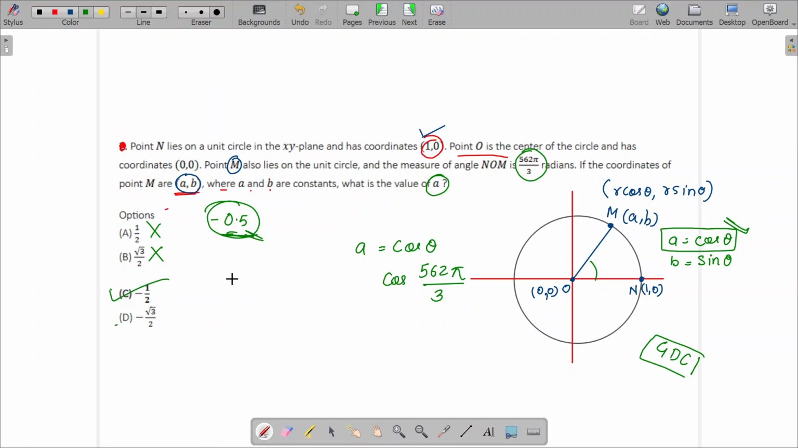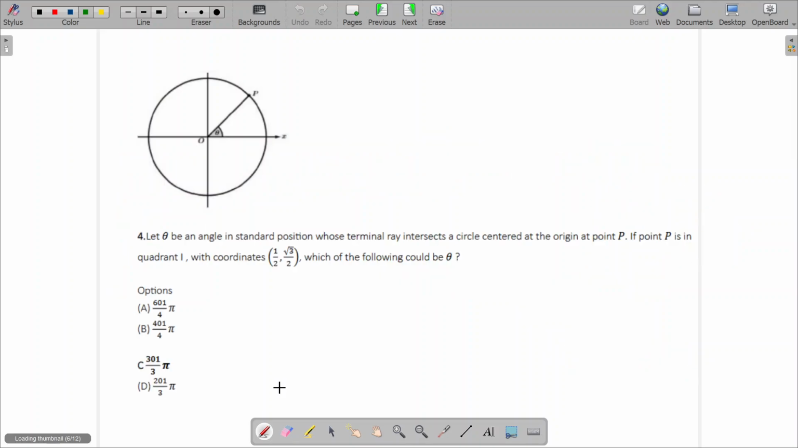So the answer is negative 1 over 2. Let's move on to the next point. Next question. Try to do it again.